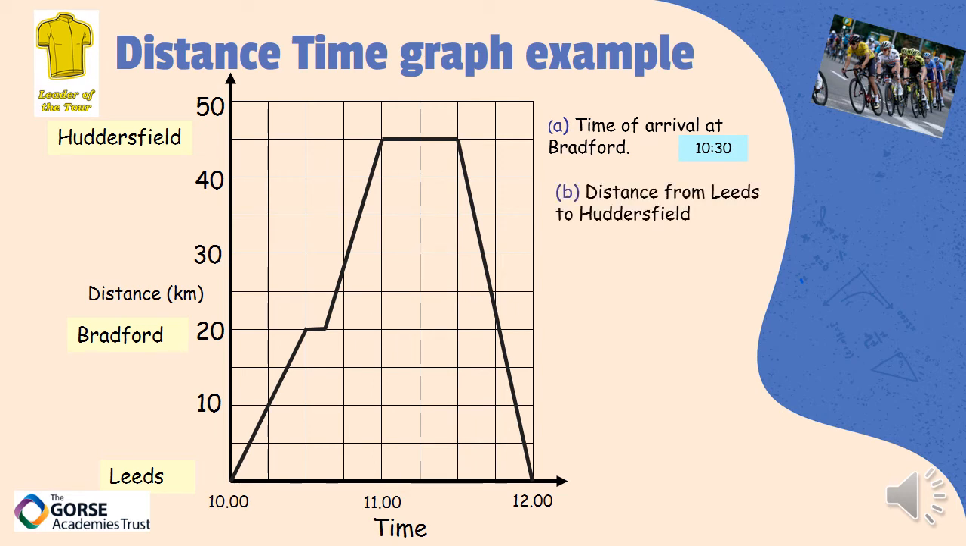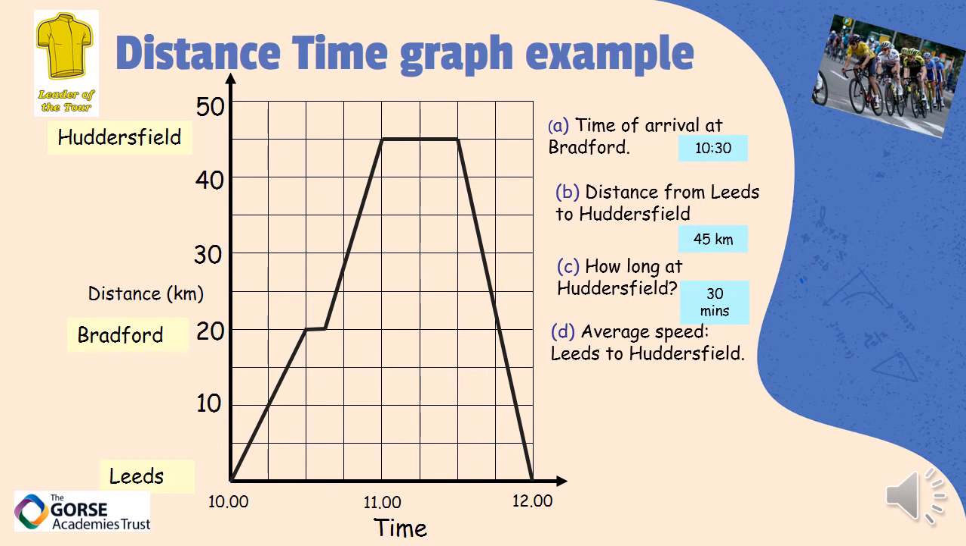What's the distance from Leeds to Huddersfield? Well, we'll look on the y-axis there. From Leeds up to Huddersfield, it's in between 40 and 50, so it must be 45 kilometres. How long did we stay at Huddersfield? Well, that's where we're looking for that horizontal line to mean that the person is stationary. That's moved across 2 squares. That must be 30 minutes in total.